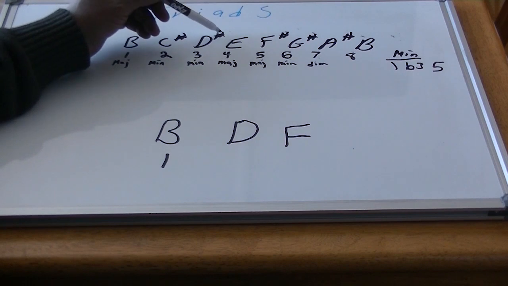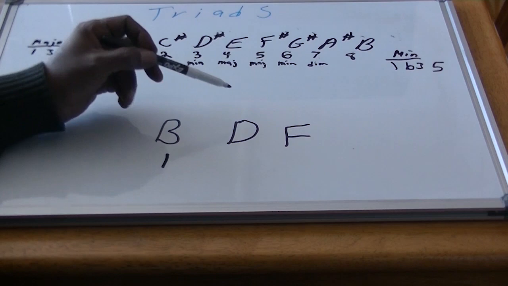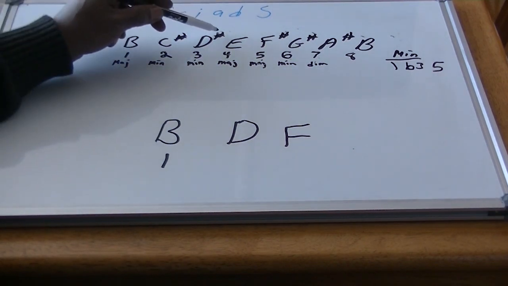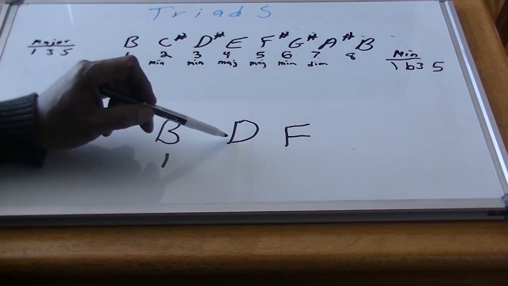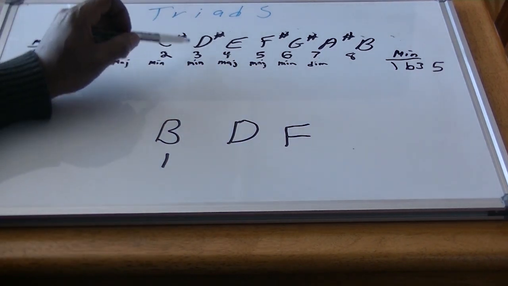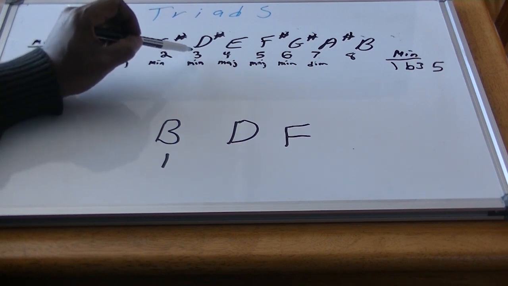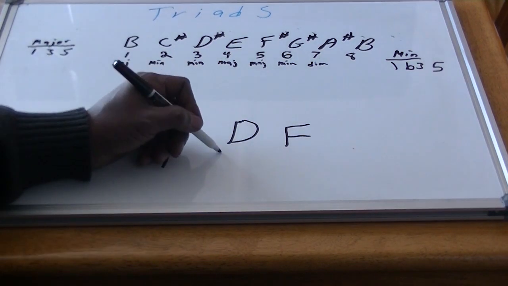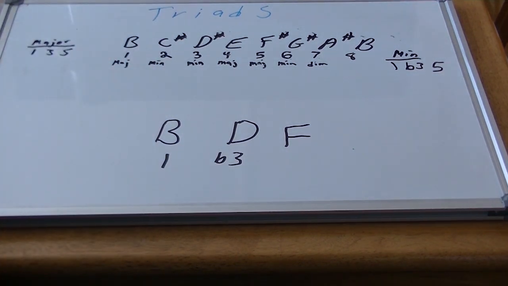However, we have the note D sharp, which is the third. We need to make that D sharp into a D. So we need to take this D sharp and flat it. And when we flat D sharp, it becomes D. Now we need to reference it. D sharp is the third note of the scale. And to make the D sharp into the D, we had to flat the third note of the scale. So that becomes known as the flatted third.